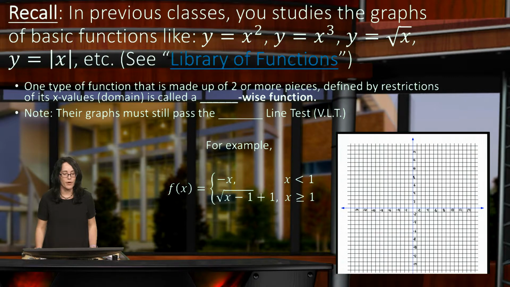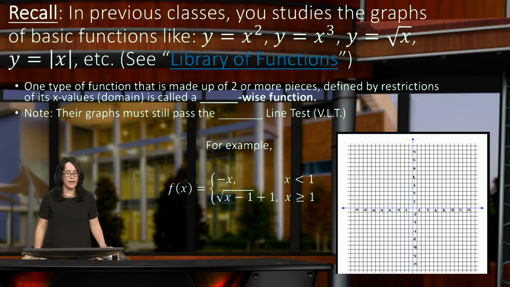So we want to recall that in previous classes, we've already studied the graphs of some basic functions. For example, y equals x squared, our parabola. Y equals x cubed, our snake graph. Y equals the square root of x, half of a parabola on its side. Y equals the absolute value of x, our absolute value v-shaped function. And you can click on the link in the notes as well to see a list of the other library of function graphs that you should have studied in previous classes.